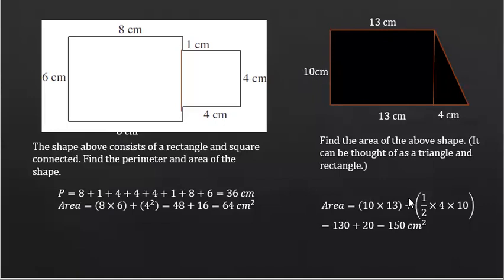And we're going to add that to the area of a triangle, which is a half by height by breadth or base. We already know the height is this distance to this distance, which is 10 centimeters. So that will be a half multiplied by 4 multiplied by 10. That will give us 10 by 13 is 130, and this is 20. So our total area for this shape is 150 centimeters.